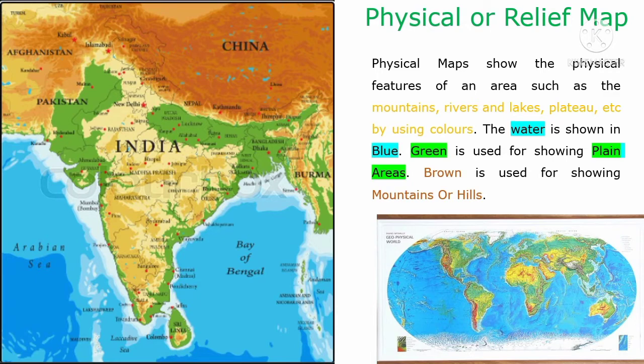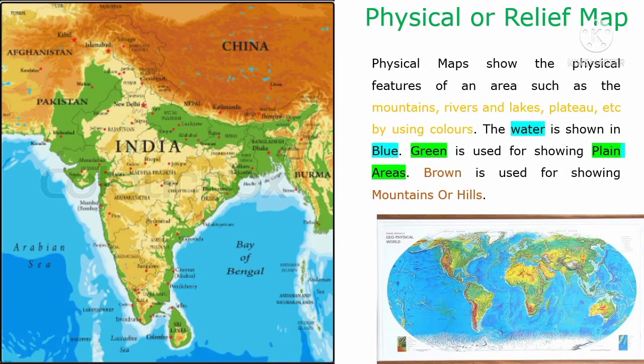For example, you can see at the topmost, that is Himalayas, where it was brown in color, which shows the mountains or hills. And at the bottom of our country, you can see the blue region surrounding, that is Bay of Bengal, Indian Ocean and Arabian Sea. And there were patches of green color which show the plain areas in our country.